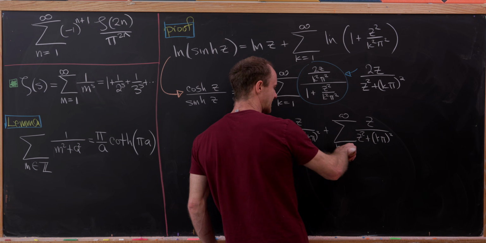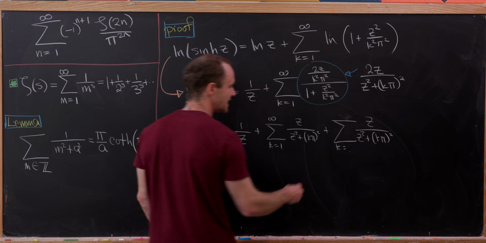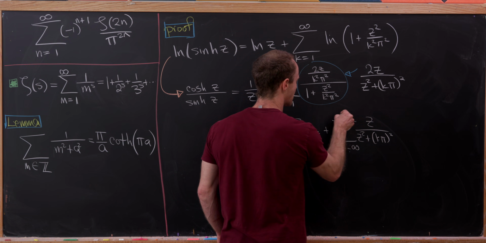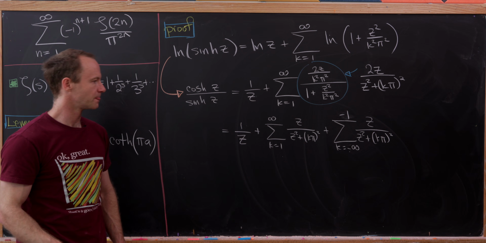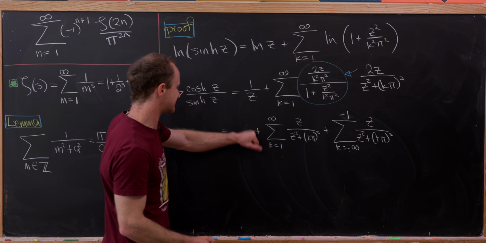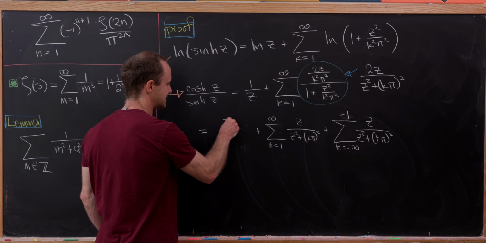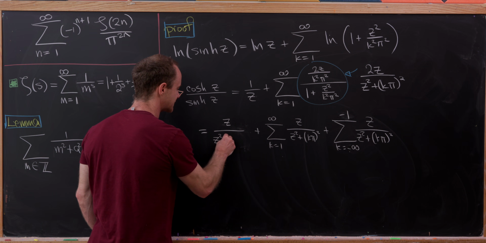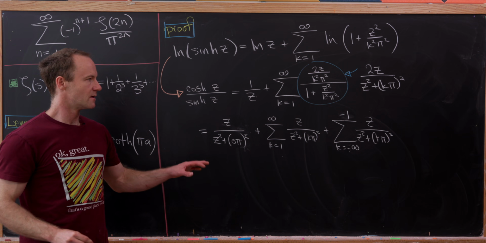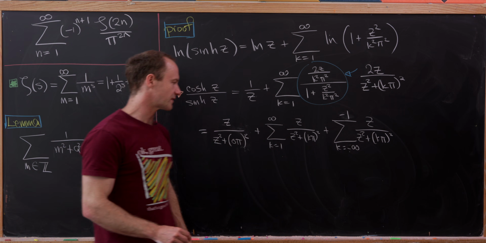So I can actually re-index this by exchanging k with negative k, and nothing changes except now my sum goes from minus infinity up to minus 1. Okay. Oh, but now let's take this 1 over z and rewrite it a little bit. We're going to rewrite it as z over z squared plus 0 times pi squared. But now look at what we have. We have the same object in 3 different places.